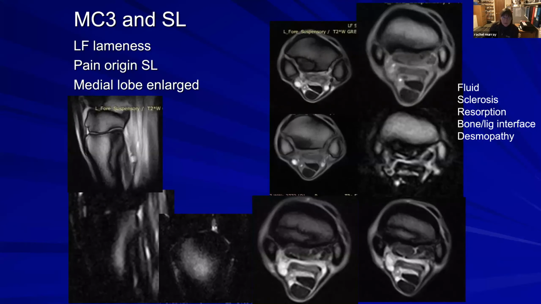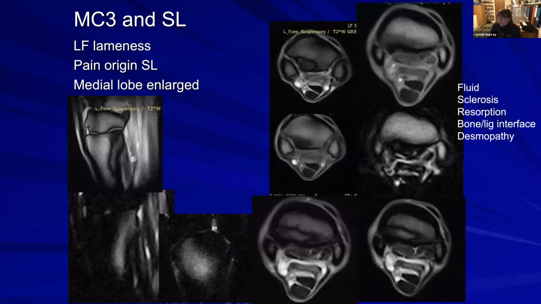We can see on MRI, we've got marked fluid signal in the proximal palmar aspect of the third metacarpal bone. This is much more commonly on the medial aspect in the forelimb, so palmaro-medial. And you can see here we've got both sclerosis and bone resorption. We've got disruption of the bone ligament interface and significant fluid signal surrounding it. So this looks like an active on chronic bone injury.